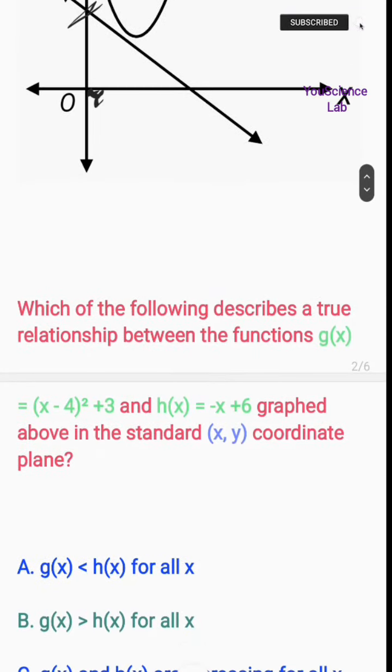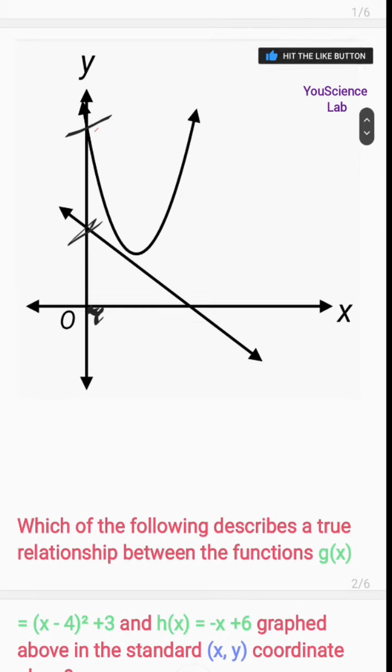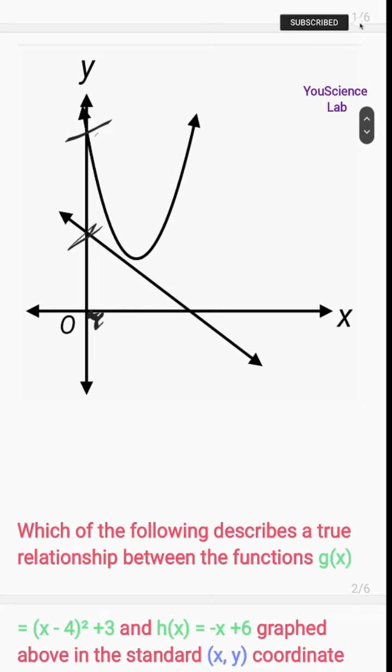In option B, we say that g of x is greater than h of x for all x. So what I'm going to do is check three other points. Let's take a look at this point for the value of x here. You can see that h of x is at this point, and when you trace that this way, you have y this way. Then g of x, the y is at this point. When you trace that up, you see that it is higher than h of x. Then let's check for this point also.